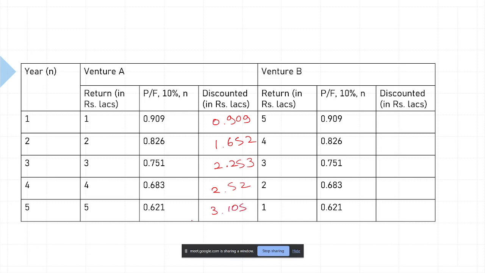3.105. And what's the total here? Total is 10.43. Okay.